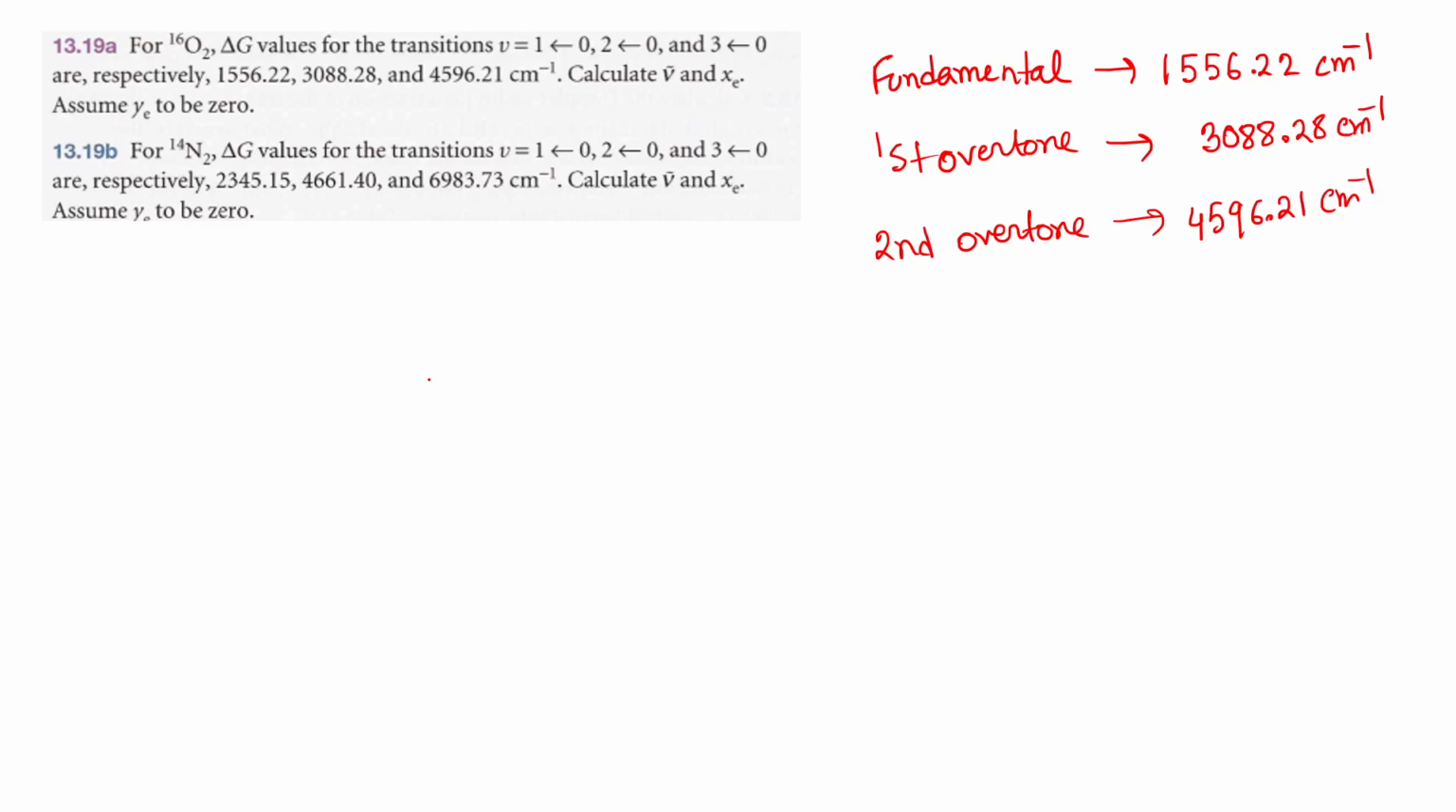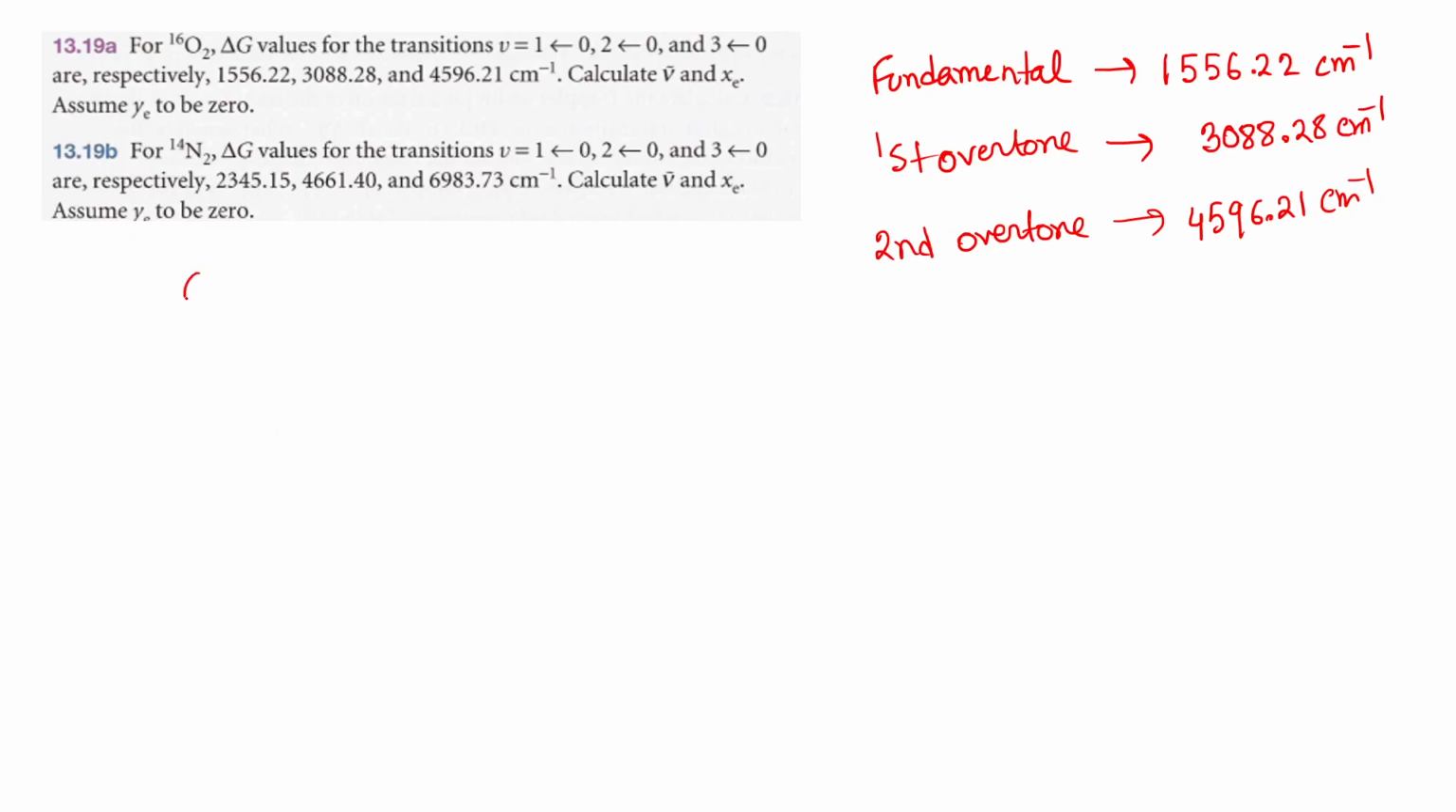Okay. Now, what is fundamental? Fundamental is 0 to 1. Whenever an anharmonicity constant is given, you need to determine its value. Since the transitions from 0 to 1, 0 to 2, and 0 to 3 are given, that means anharmonicity has been invoked. It is not a simple harmonic oscillator anymore.